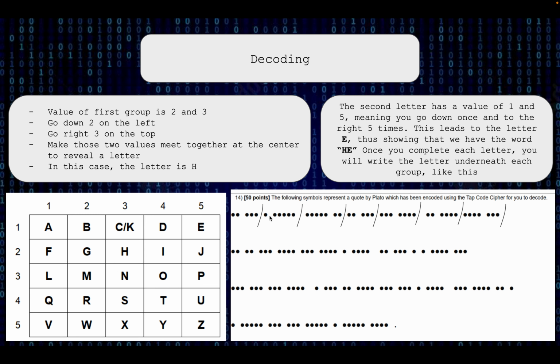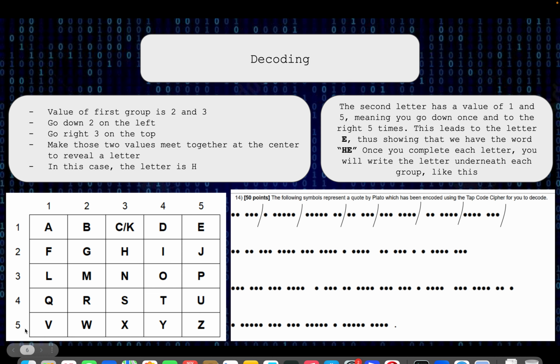You could do the same for 1 and 5. Since it's 1 on the first value, you get 1. Since it's 5 on the second value, you get 5. So you want to go right 5 and down once on the y-axis. You want to make them meet together. 5 goes here, 1 goes here, and you get E. So you currently have H and E.